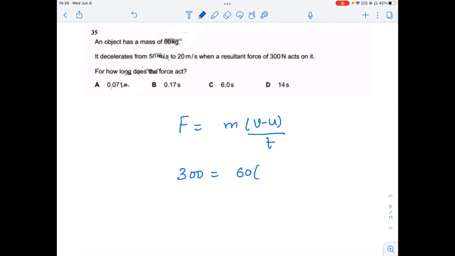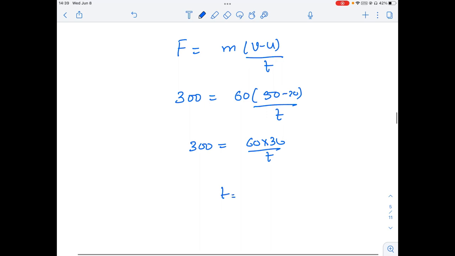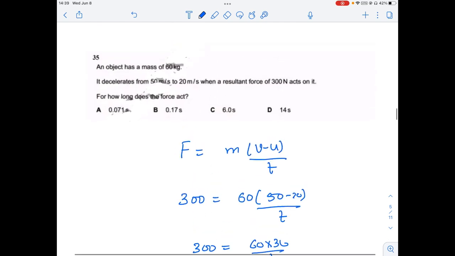Final velocity is 20, initial velocity is 50. But because it is decelerating, I can use 50 minus 20 divided by time. So 300 equals 60 times 30 divided by time. So time equals 1800 divided by 300, which is going to be 6 seconds. So what is going to be the answer? Option C is going to be the answer.